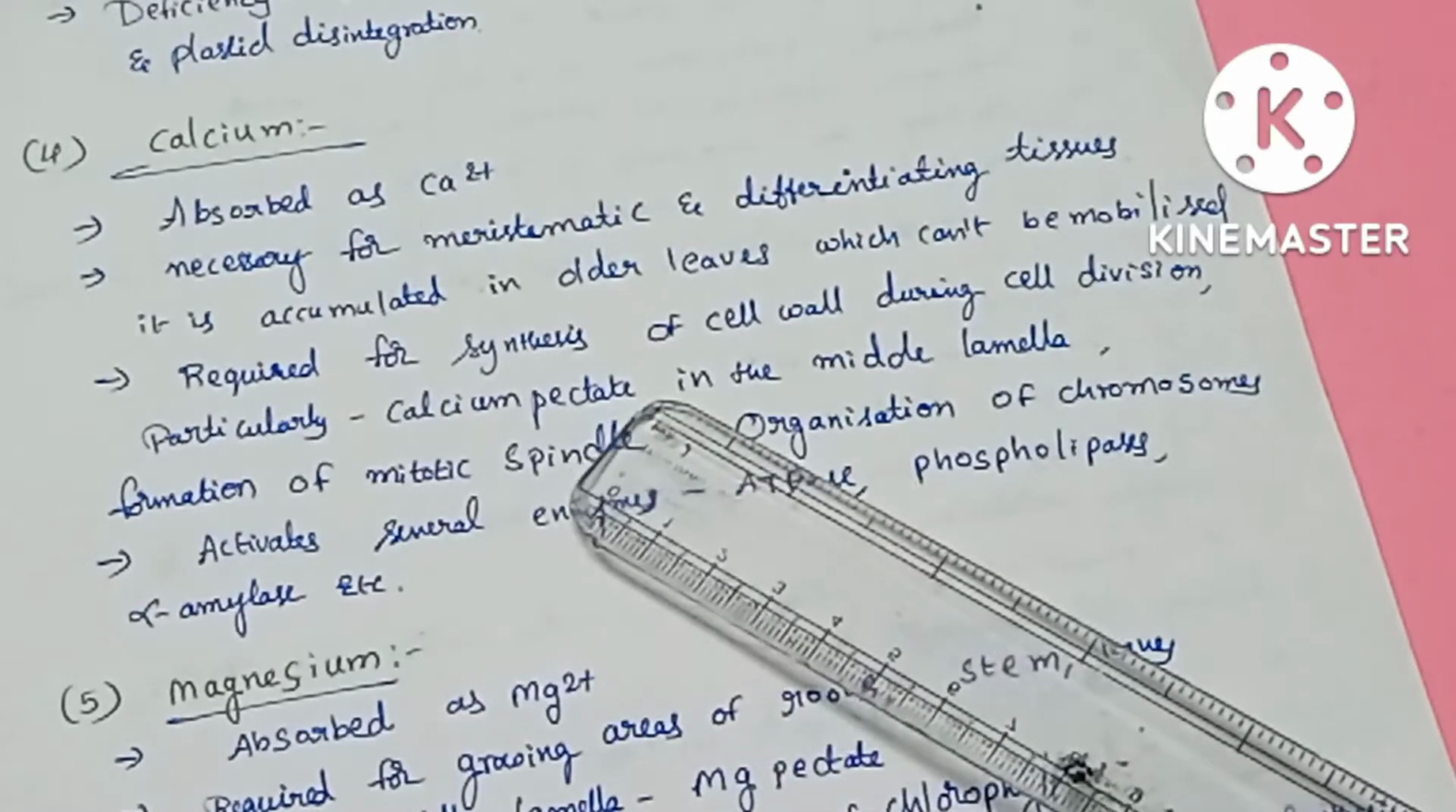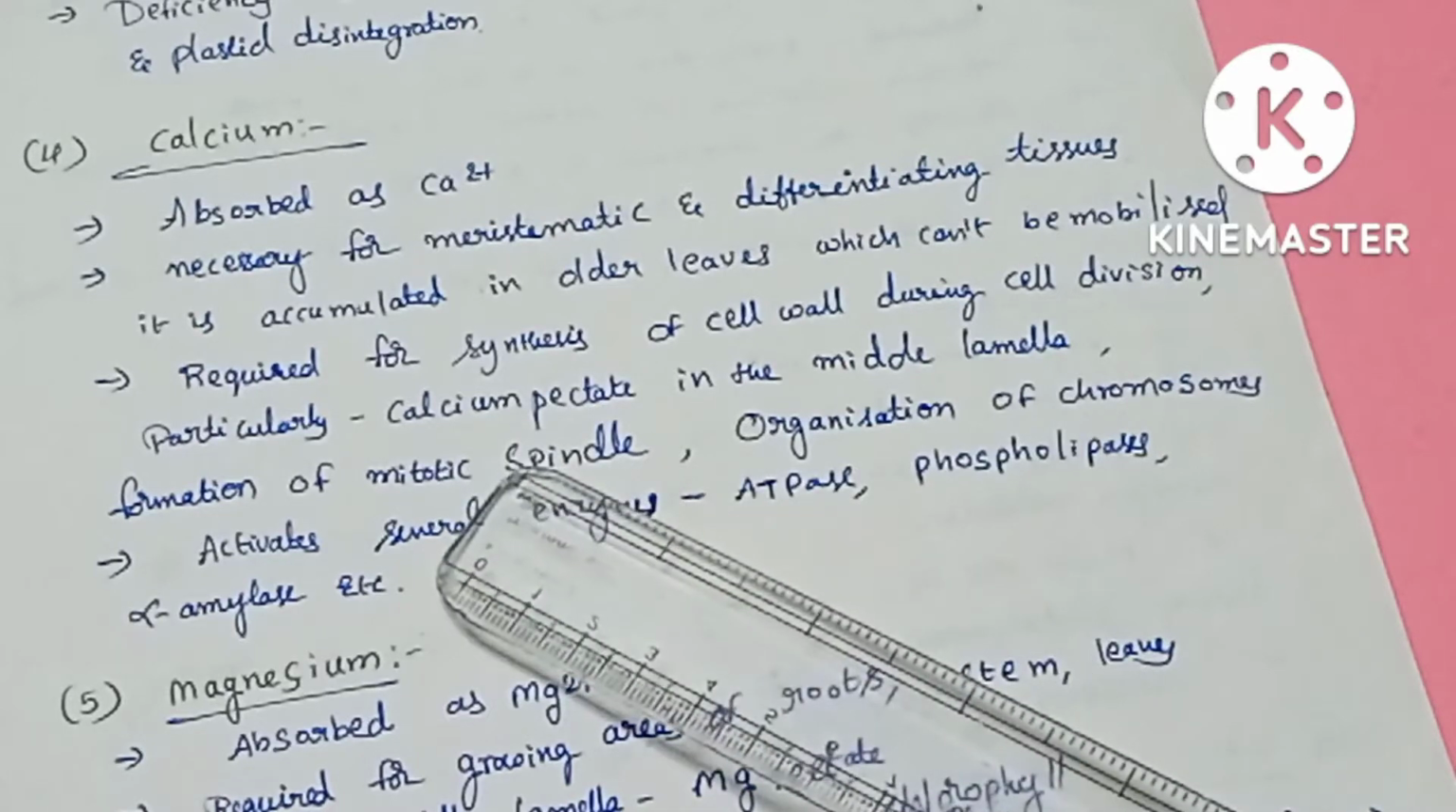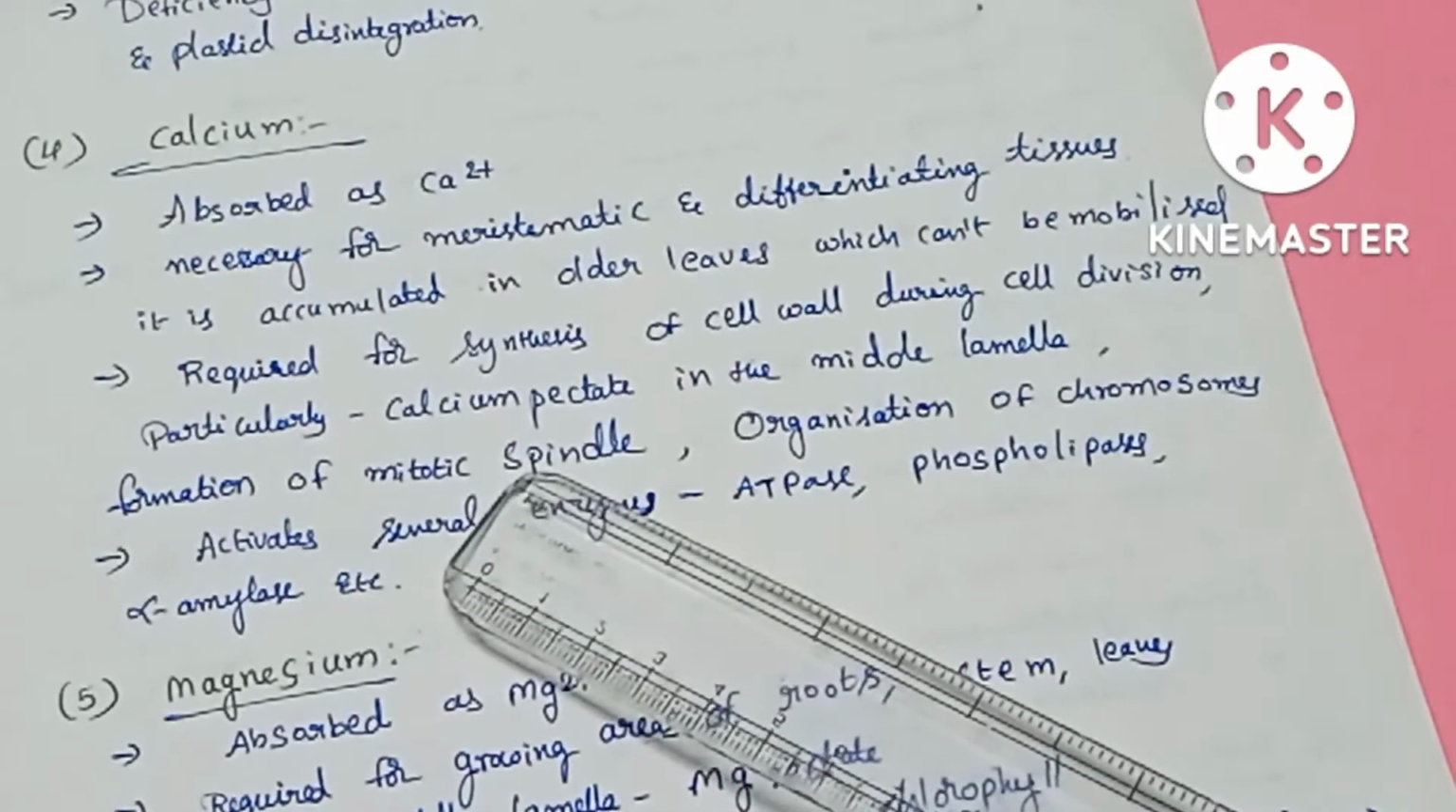During cell division, cell wall synthesis occurs, right? For that cell division, calcium is necessary, and also for the middle lamella.